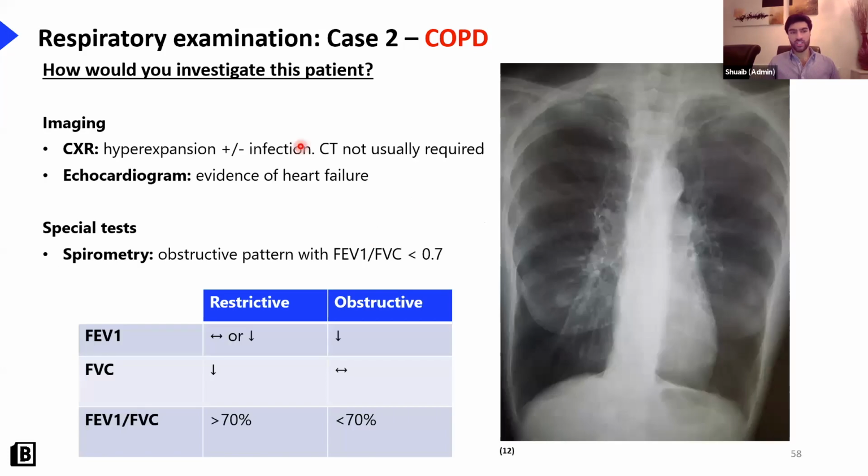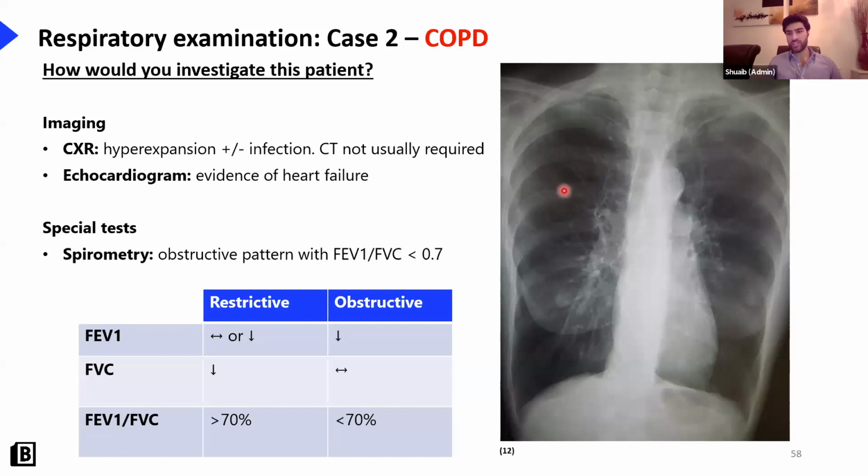Again, imaging special tests, it's always the same stuff we're working with. Chest X-ray, you're going to look for hyperexpansion. So mention that to your examiner. I would like to do a chest X-ray to look for hyperexpansion. And that's what hyperexpanded lungs look like. The diaphragm is flat and you can see more than 6 ribs anteriorly.